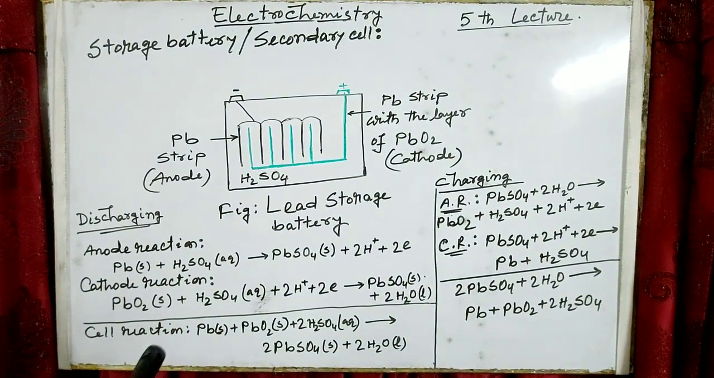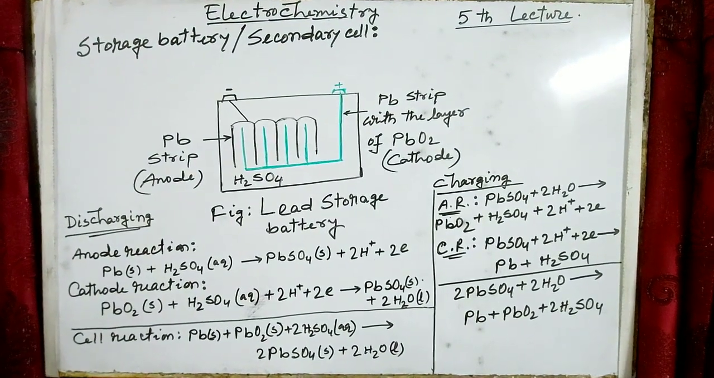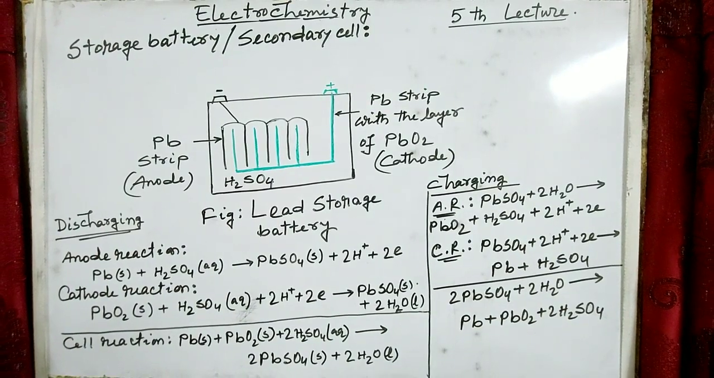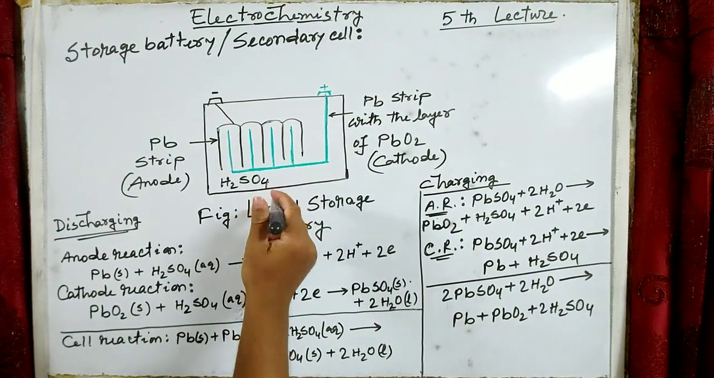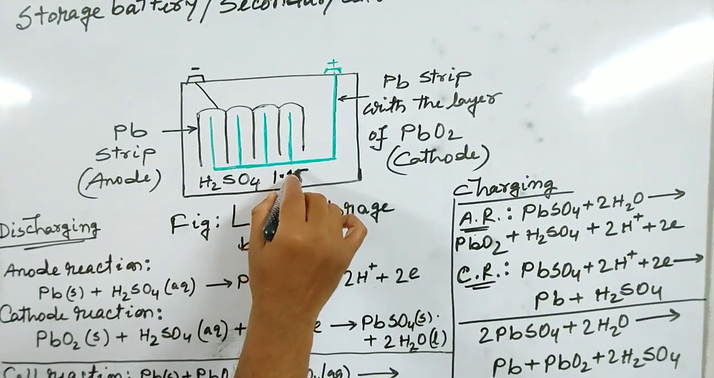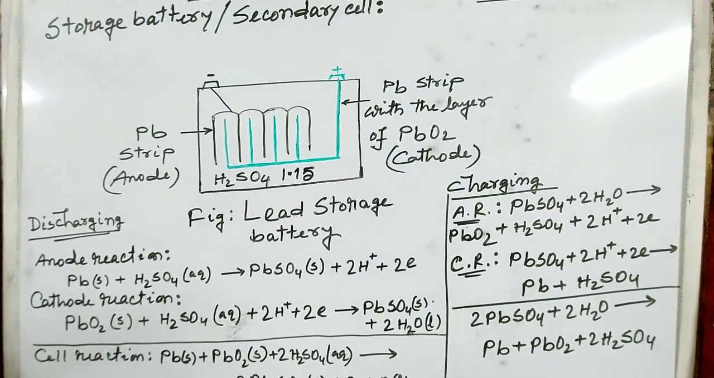sulfuric acid with 1.15 relative density is used as the electrolytic substance.